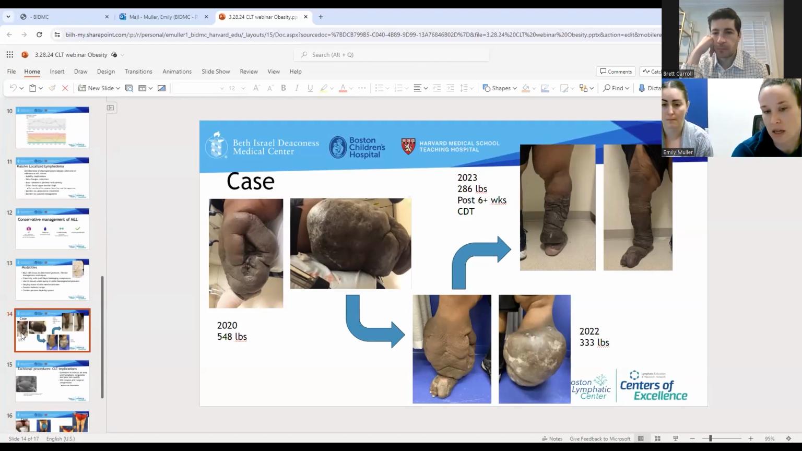And you can notice at the proximal end of that edematous area of that MLL, he's got some decongestive benefit there just purely from weight loss because he's got a lot of wrinkling of the skin. You can notice that there's been some decongestion there just with the weight loss alone. And then a follow-up here after about 6 weeks of CDT. So he's come a long way.